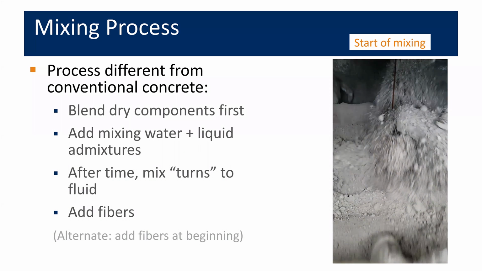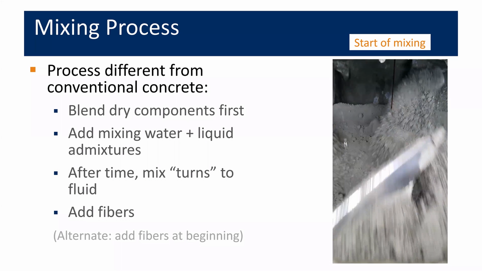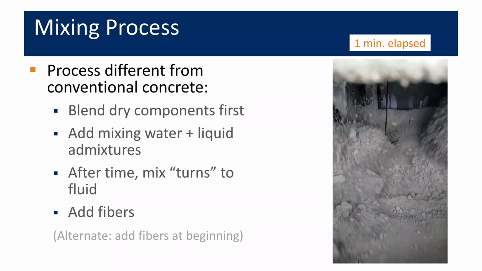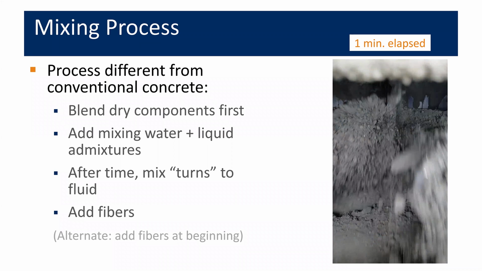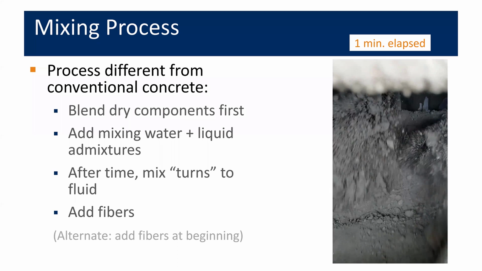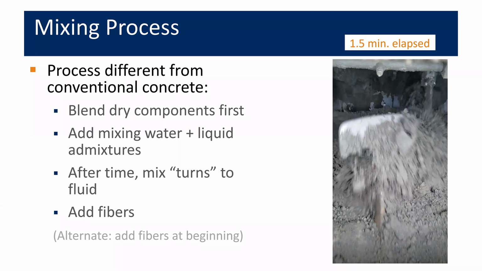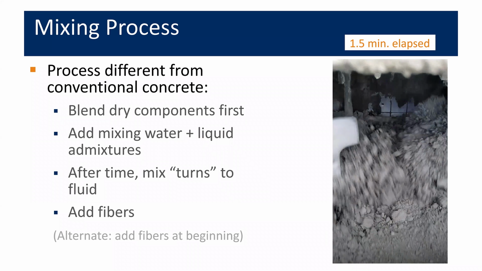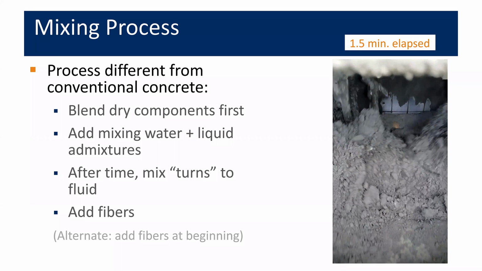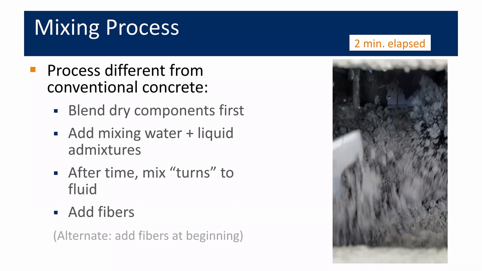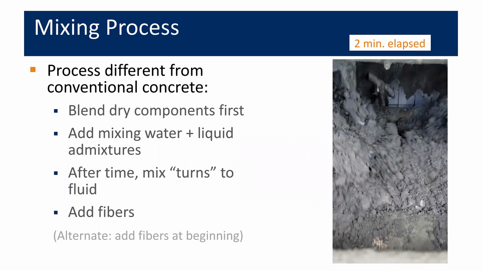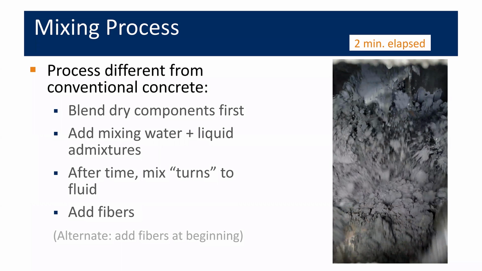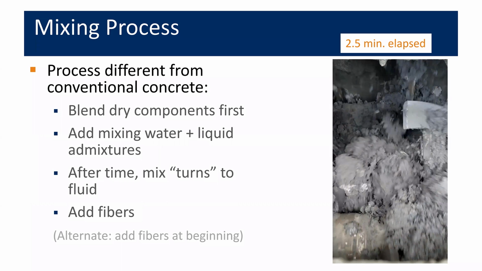So first of all, let's talk about the mixing process. Generally, it's a slower process than with conventional concrete, but it starts with blending the dry materials. So if you can see the video working here on the right, generally what we start with is putting the dry materials in the mixer, get those to be homogeneously distributed, and then we add the mixing water and the admixtures.